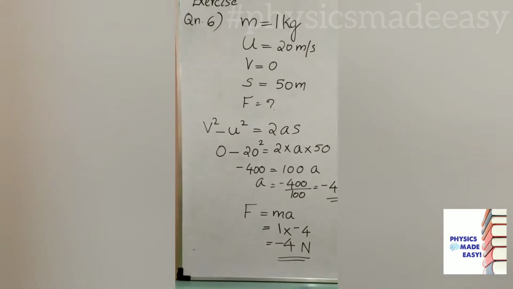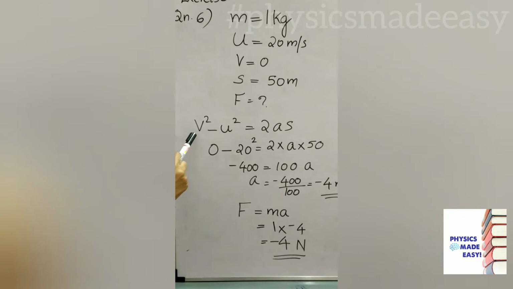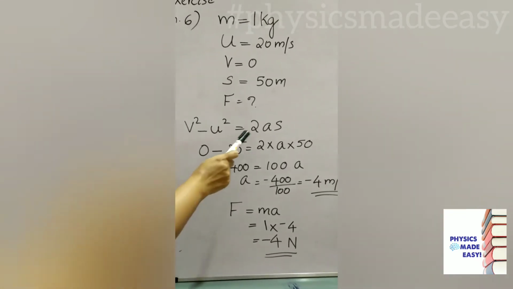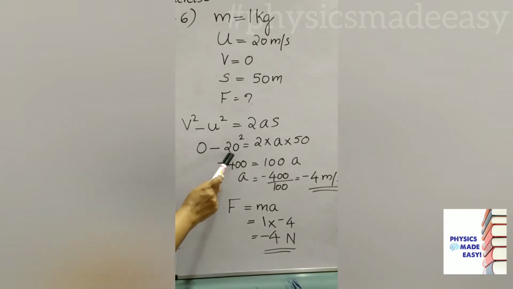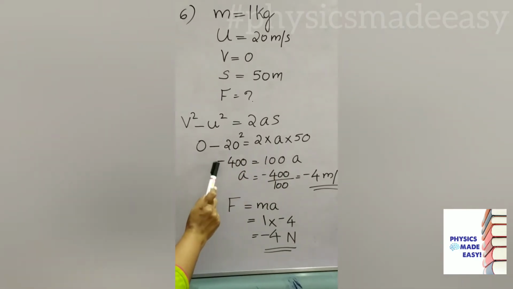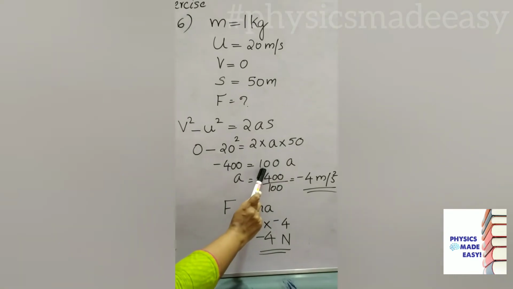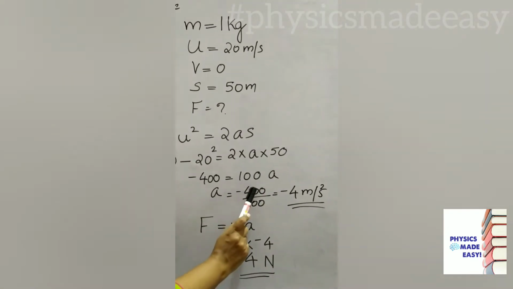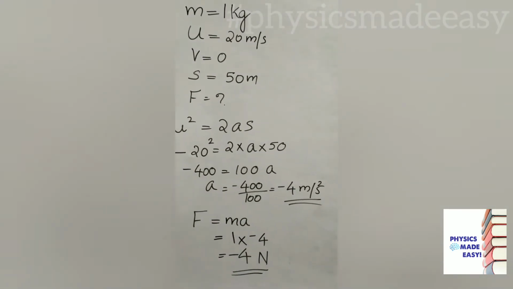How to find acceleration? We can use our equation of motion. You can see the third equation of motion here. v square minus u square is equal to 2as. v is 0 minus u, 20 square, is equal to 2 into a into 50. Then minus 20 square is minus 400 is equal to 2 into 50, 100, 100 into a. Then acceleration will be minus 400 divided by 100, minus 4 meter per second square.